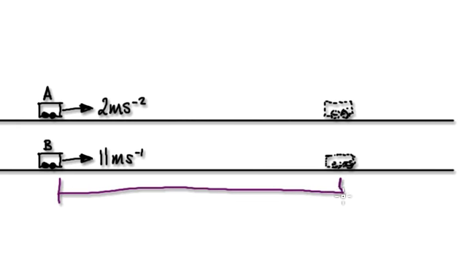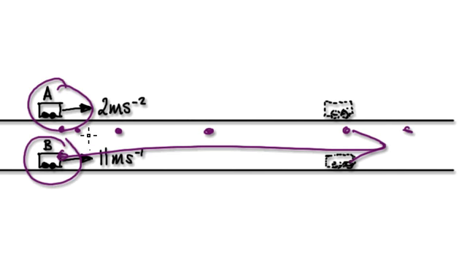Okay, let's give you guys some practice. So here, two cars in a race. Car A here will have an acceleration of 2 meters per second squared. Car B here will be traveling at a constant speed of 11 meters per second. The question is, in terms of distance, when will the two cars meet up?